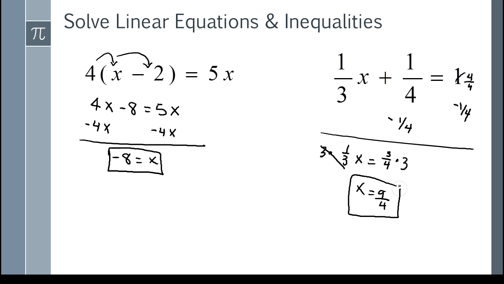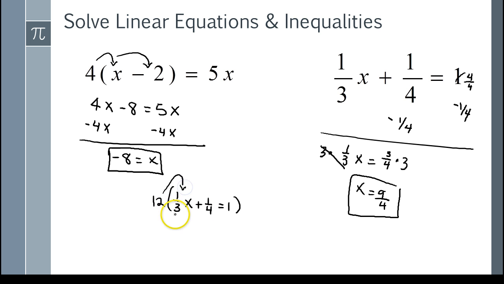Okay, that way wasn't too bad. 1 minus a fourth, most of us know is 3/4, but sometimes our fractions are really nasty looking. So personally, I choose to get rid of my fractions sometimes. So what I could have done is taken my 1/3 x plus 1/4 equals 1, and I can choose to multiply everybody by 12. That'll get rid of the 3 and the 4.